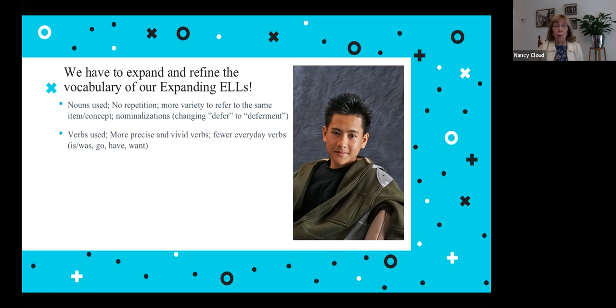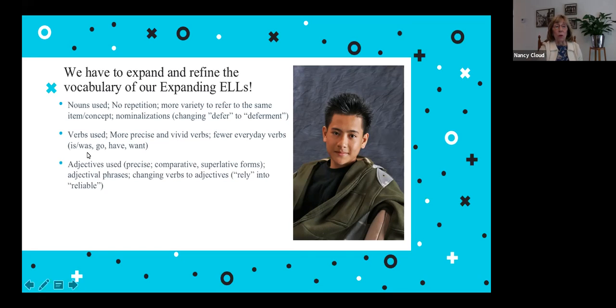And then we definitely want them to get rid of these everyday verbs, get rid of them, and start to use more precise and vivid verbs, because that's how they're going to be viewed as proficient. And then we want them to use more adjectives. We want the adjectives to be precise. And there too, we want them to be able to change a verb into an adjective or other parts of speech into adjectives. We want them to use more adverbs.